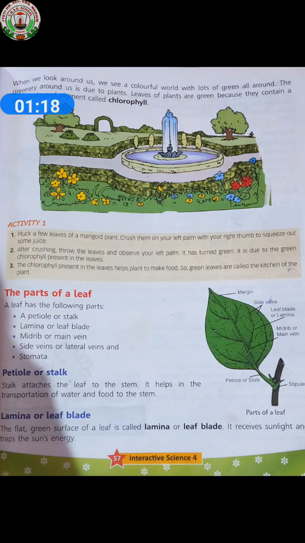Now see the children's book. When we look around us, we see a colorful world with lots of green all around. The greenery around us is due to the plants, and it contains a small pigment called chlorophyll. Now today we will start with the parts of a leaf.